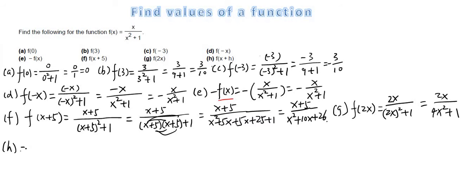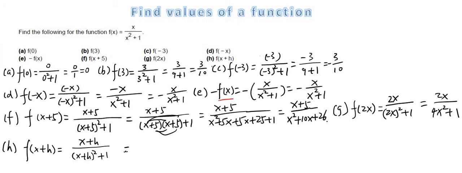Now let's take a look at the last one. The last one will be very similar to problem F. Here we have f(x+h). That means replace this x by x plus h, and replace this x by x plus h, squared, plus 1.